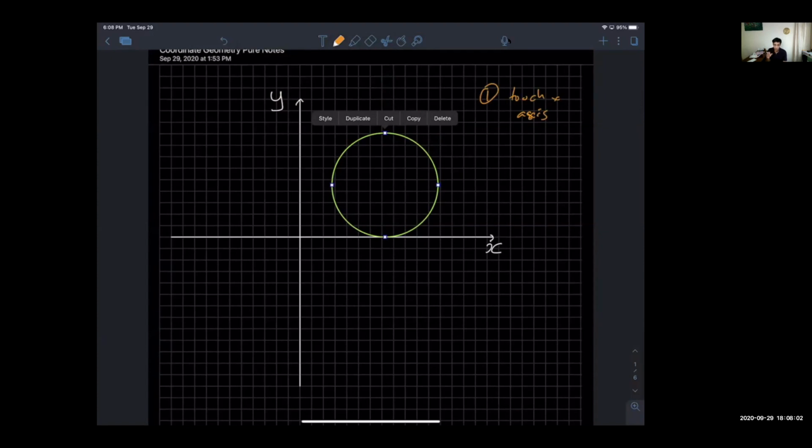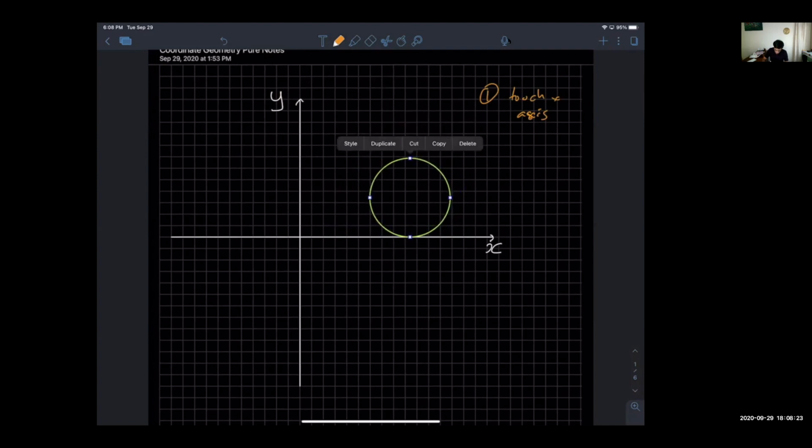Can you think about how the circle can change but still satisfy this constraint? This can change by moving left or right, correct? We said touch, not cross, so up and down is not possible. It can only be here, but it can move left or right, and it can change in size. It can be bigger or smaller, correct?